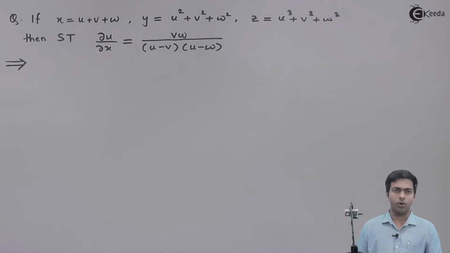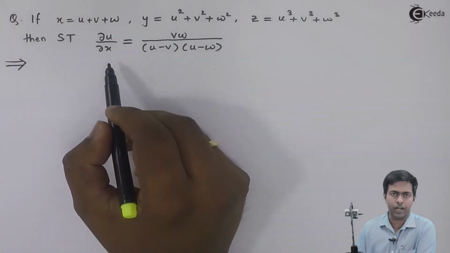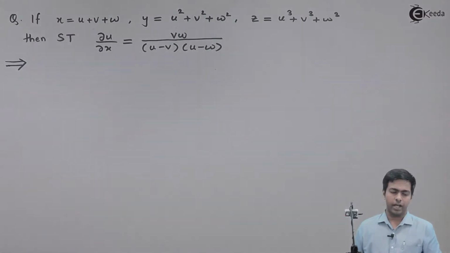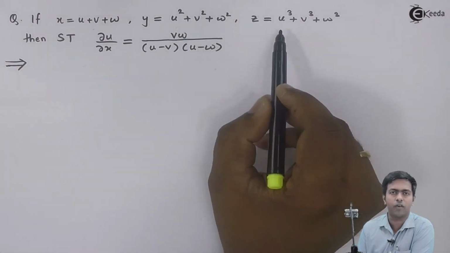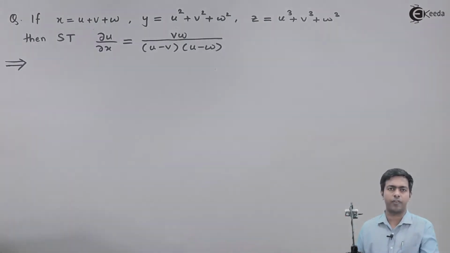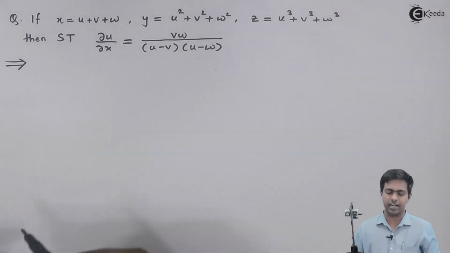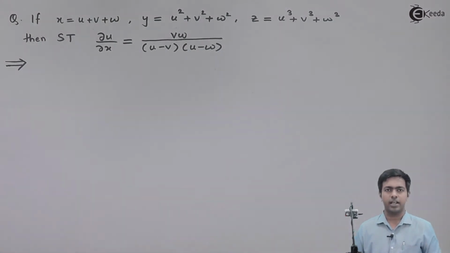Now friends, if I try to use the definition of partial differentiation, then to find ∂u/∂x, we would require u in terms of x so that we can find ∂u/∂x. But if you observe here, u is not given in terms of x. Rather, x, y and z are given in terms of u, v and w. So finding ∂u/∂x is quite difficult since we don't have the value of u.